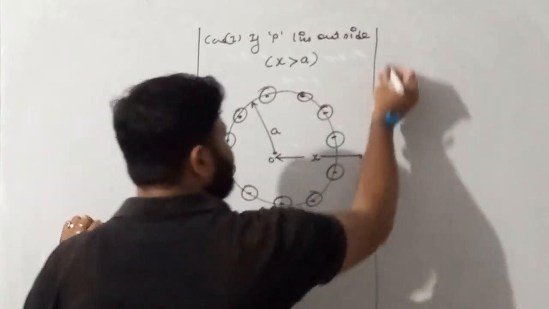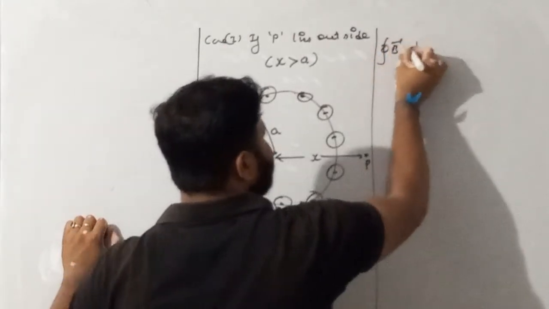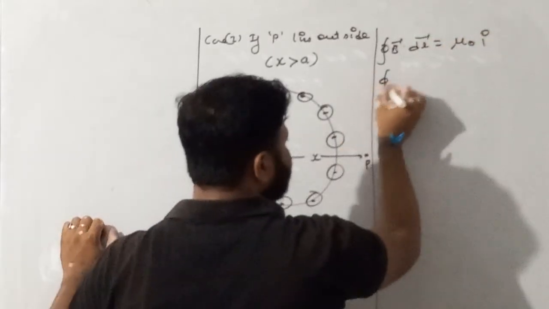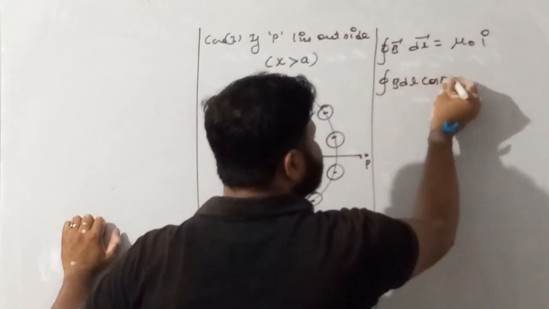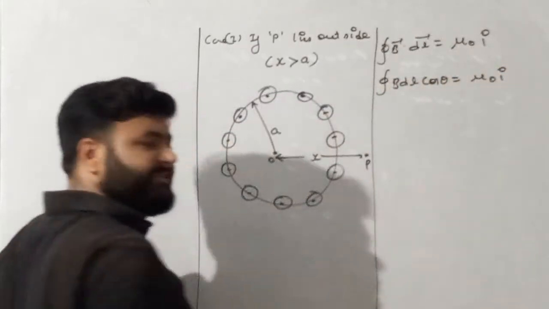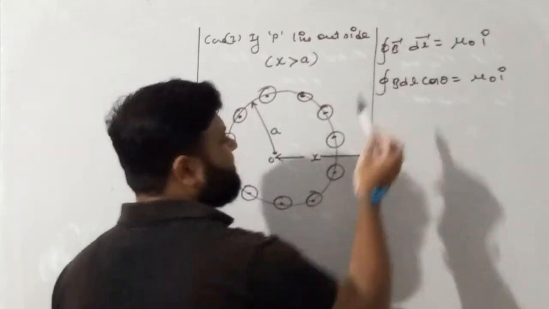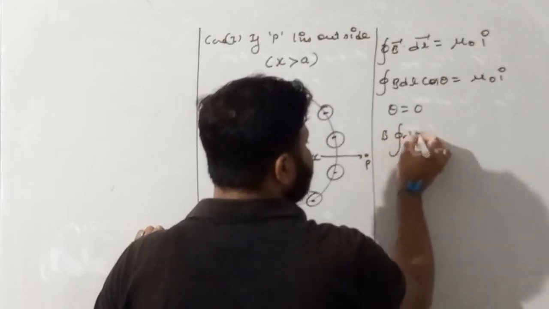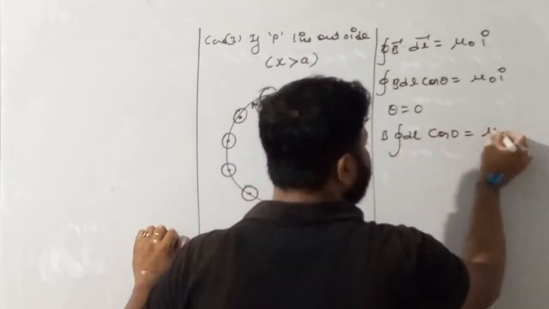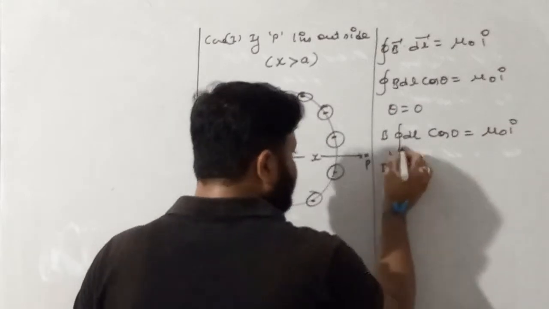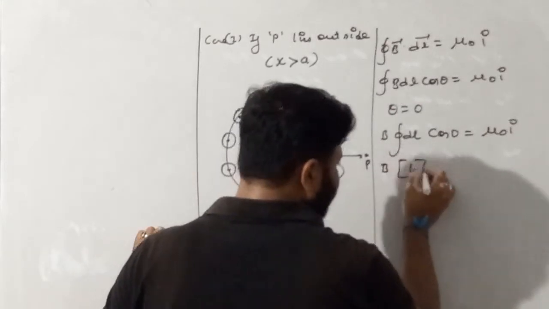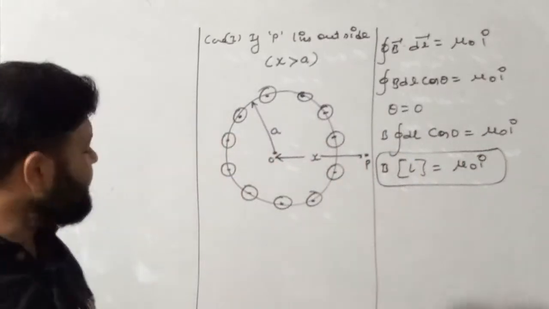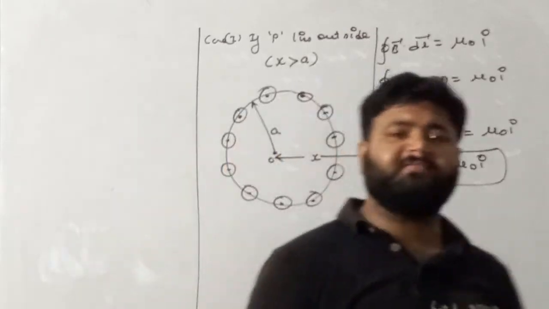We know that the formula is closed integral B vector dot dl vector equals mu naught I. This can also be written as B dl cos theta equals mu naught I, where theta is the angle between the magnetic field and the small length. So theta must be 0, and the magnetic field is constant. So B integral dl cos 0 equals mu naught I. The integration of dl is L, which equals the length of the Gaussian surface.